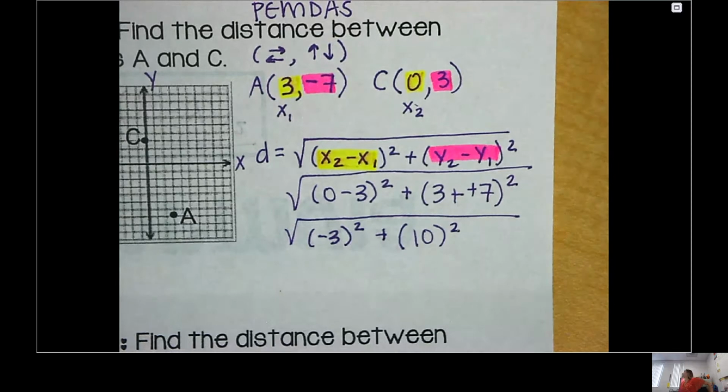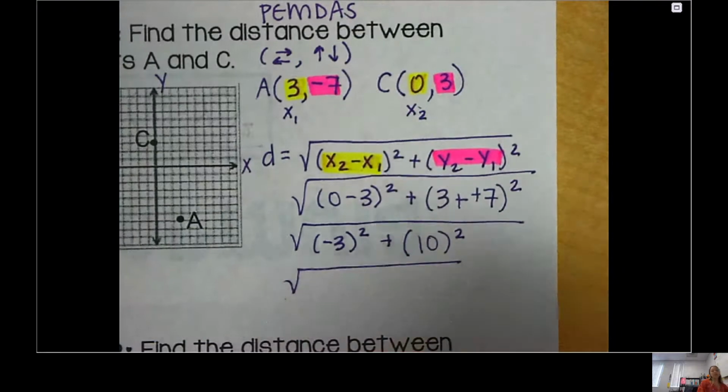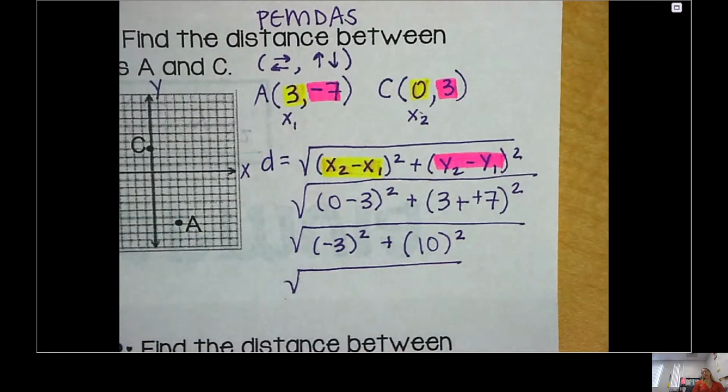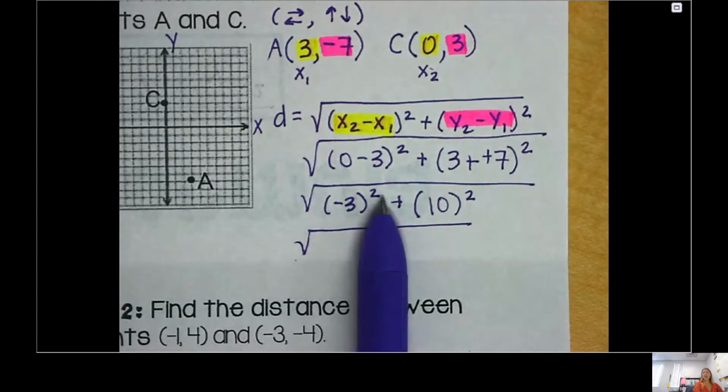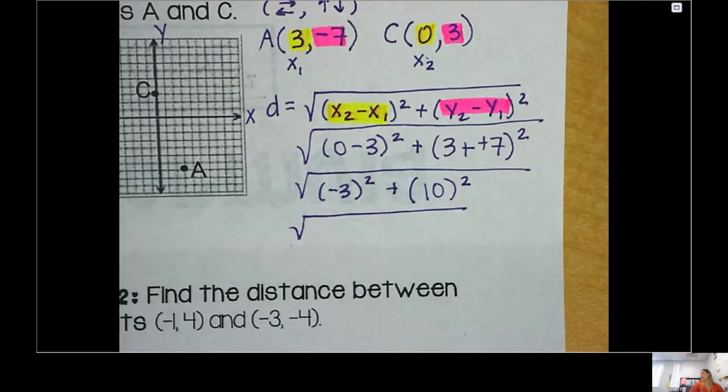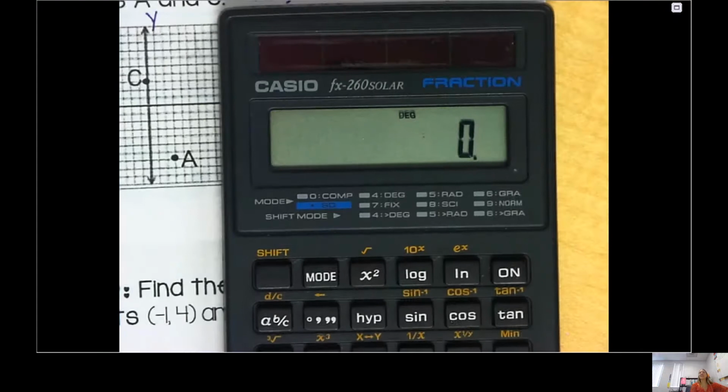What's next? You do the exponent and the square. The squaring, which is the exponents. Good. Notice that I'm just rewriting the square root a whole bunch of times, right? Now, negative 3 squared means negative 3 times negative 3. What is that? Let's grab our calculators. Everybody take your calculator because you need to know how to do this anyway.